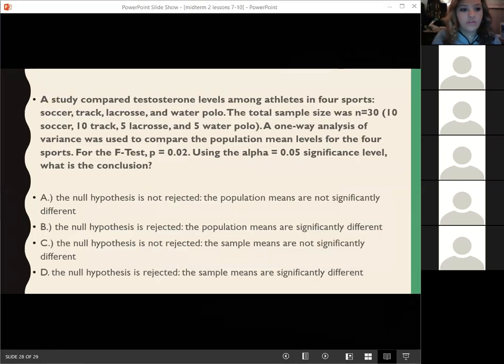So let's do one more review question about ANOVA. We have a study that compared testosterone levels among athletes in four sports: soccer, track, lacrosse, and water polo. The total sample size was N equals 30. So we had 10 soccer, 10 track, 5 lacrosse, and 5 water polo. A one-way analysis of variance was used to compare the population mean levels for the four sports. For the F test, P equals 0.02. And using alpha is 0.05, that's our probability of a type 1 error. What conclusion can we make? Go ahead and read through these options and let me know what you think, and we'll go over them.